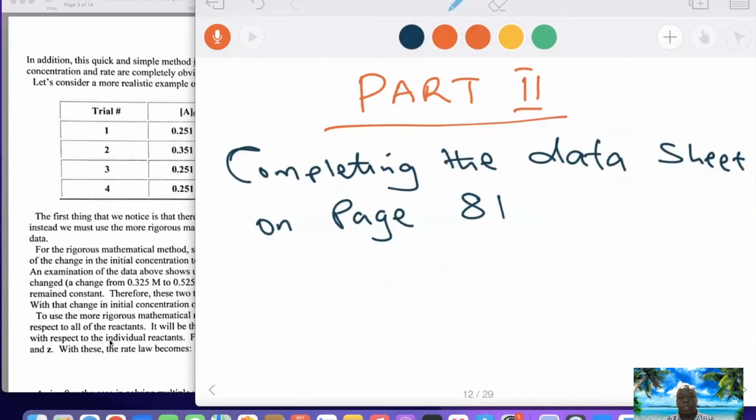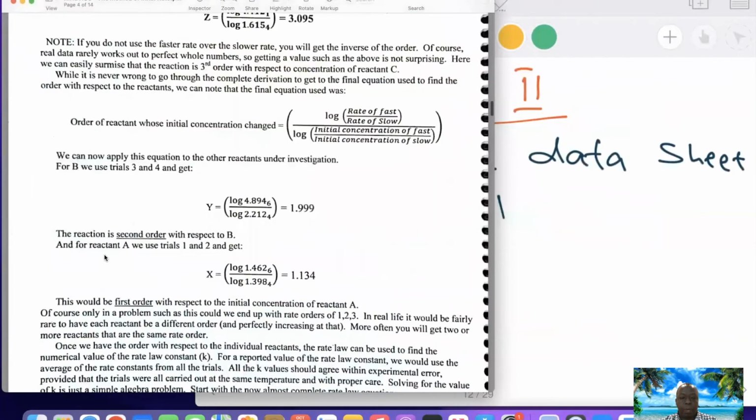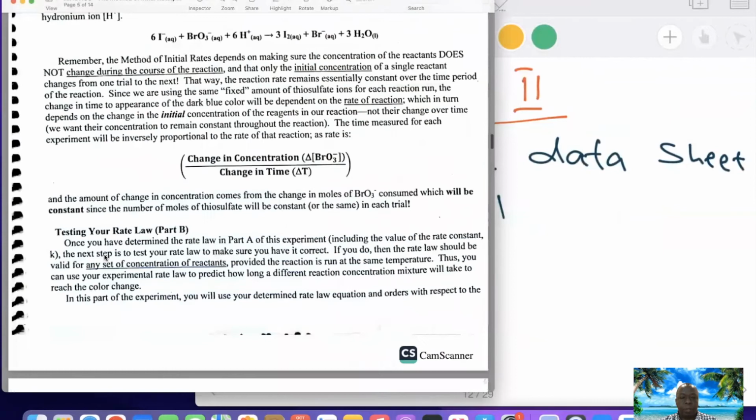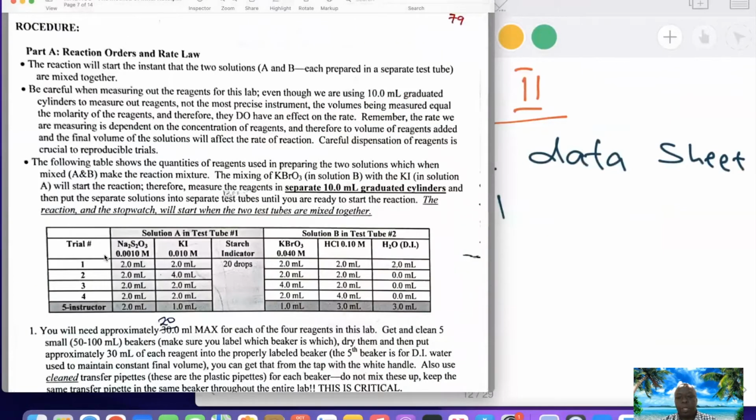So now let's shift gears to part 2, which is completing the data sheet on page 81. On page 81, I will not read all this. Please go back, familiarize yourself on how to use the method of initial rates to determine the rate law, to determine the rate constant, to determine the reaction orders.